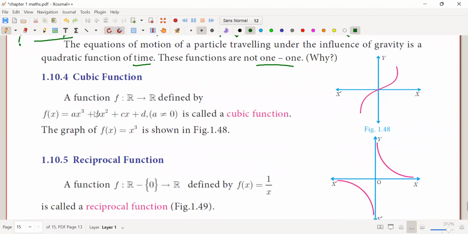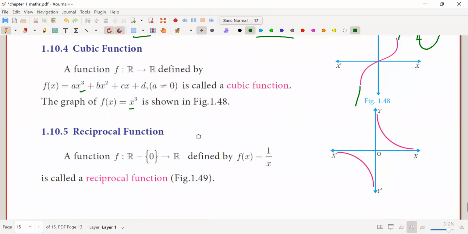Then what is a cubic function? If the highest power is x cube, then it is a cubic function. f of x equal to x cube will be like this. The curve will be like this. So, x squared will be like this. This is known as a parabola. The curve will be going on here and going on here.